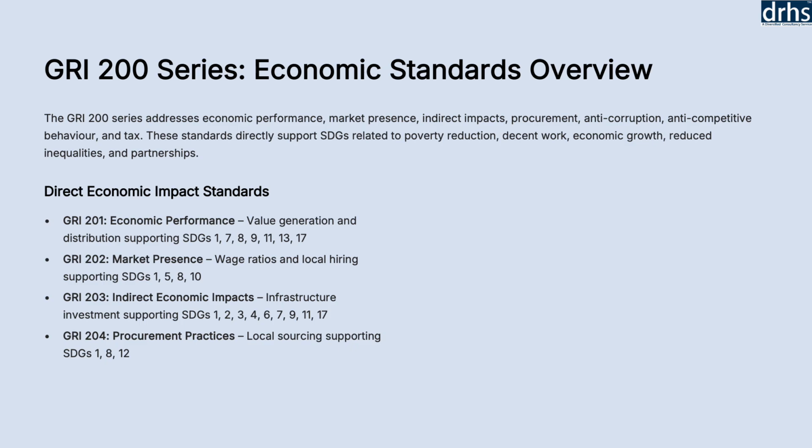GRI 202, Market presence, addresses wage levels and hiring practices, emphasizing fair remuneration and local employment. GRI 203, Indirect economic impacts, captures wider economic effects such as infrastructure development and community investment, while GRI 204, Procurement practices, focuses on local sourcing and supplier spending, reinforcing inclusive growth and value chain development.